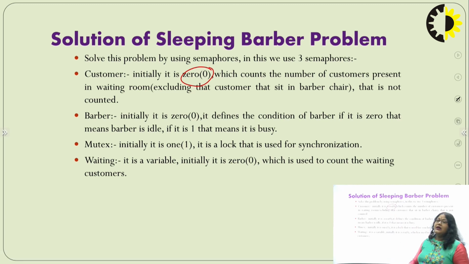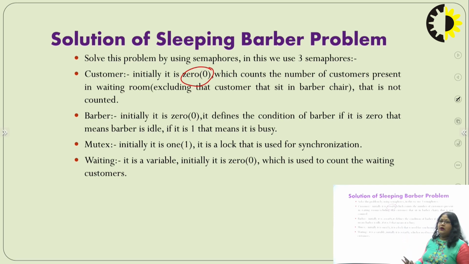So in the customer semaphore, initially we will take the value 0. We don't count the customer that is already sitting in the barber chair. So we just count the customers who are in the waiting state. Now the second thing is the barber. Initially we will take the barber semaphore as also 0. This condition defines that the barber is in an idle state, there is no customer at that time.